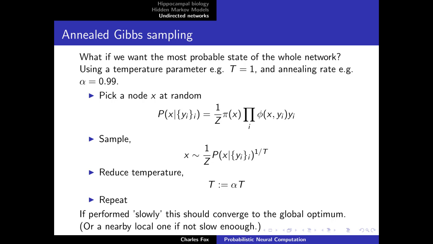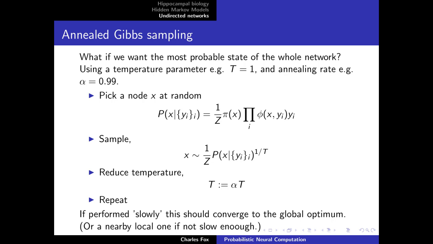And again, there's a convergence proof, which I'm not going to go into, that says if you do this slowly, if you were to reduce your temperature at an infinitely gradual rate and get eaten by the cat in the meantime, then formally this will always converge to the global optimum. That will give you the most probable state of the whole world. In practice, you can't run it infinitely slowly, so you often land in a local optimum, which is usually good enough for what it is you want to do.